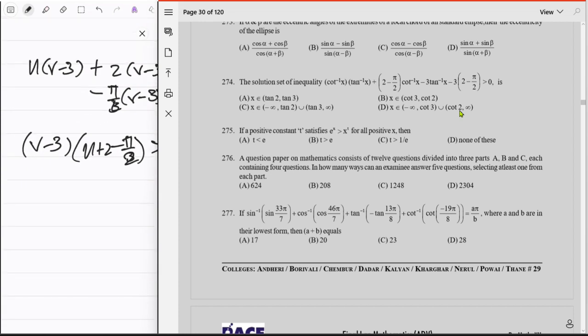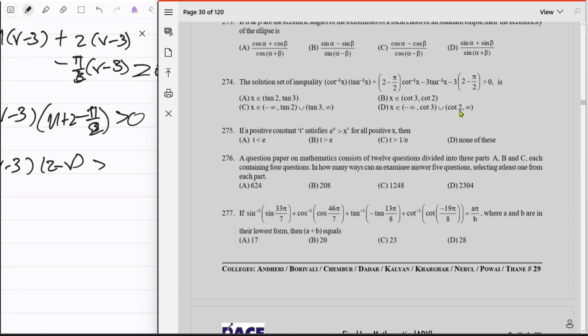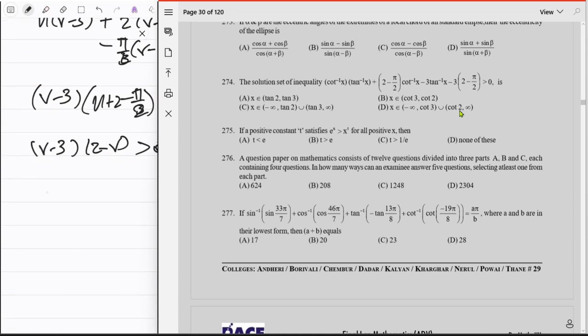So this is 2 minus v. v minus 3 times 2 minus v bigger than 0. It just means v minus 2 will come, just v belongs to 2 to 3. That's what you're saying. Okay.